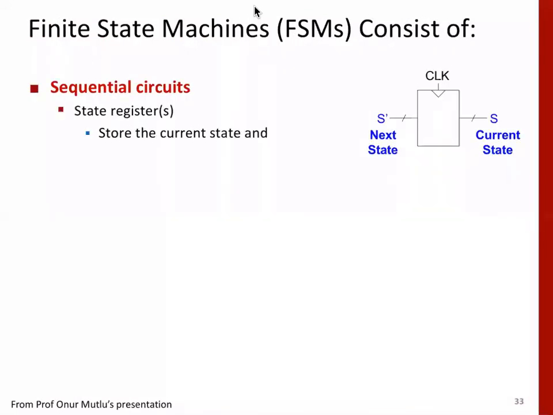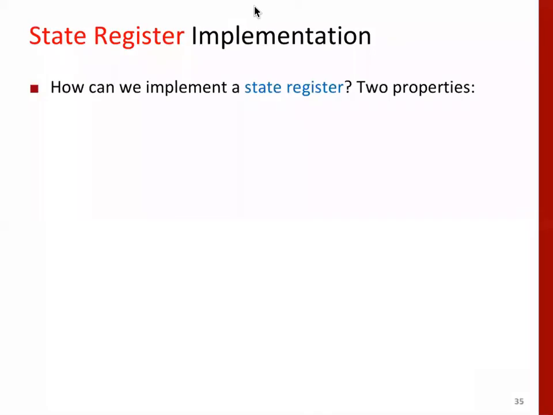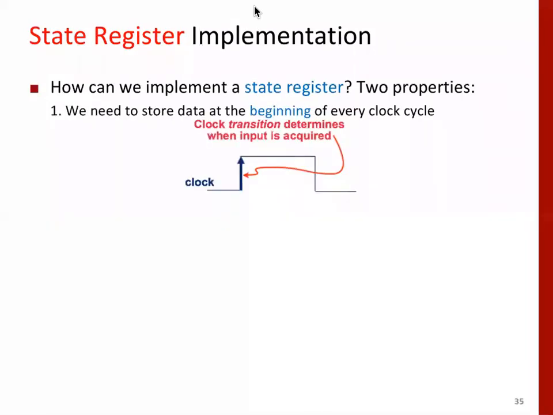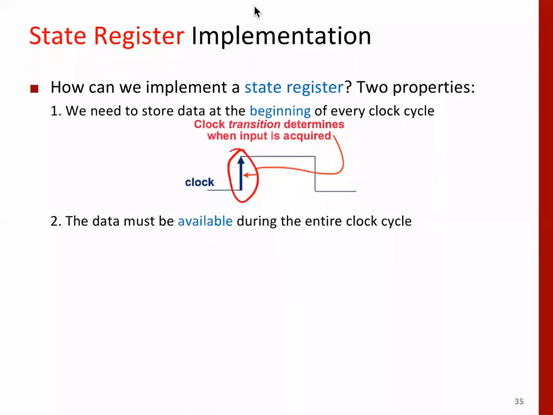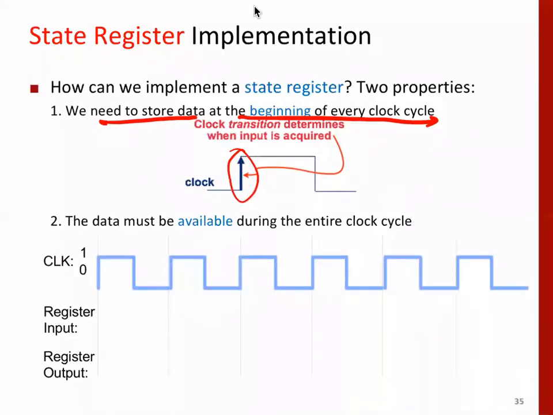All right. This we have already seen, so we're not going to go into details. Now we come to the design of the state register implementation. Note that this point is important. Rising edge trigger means that we need to store data at the beginning of every clock cycle, and the data must be available during the entire clock cycle.